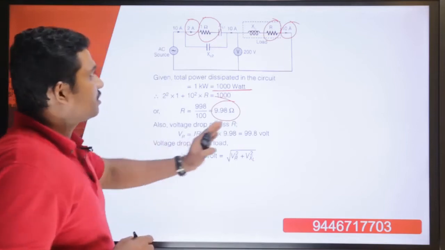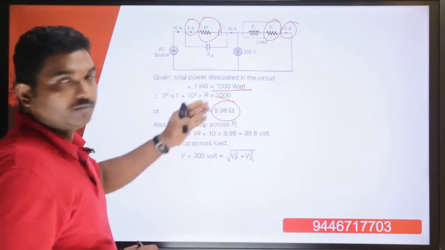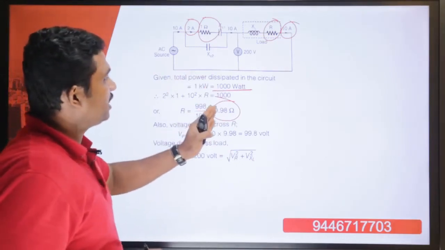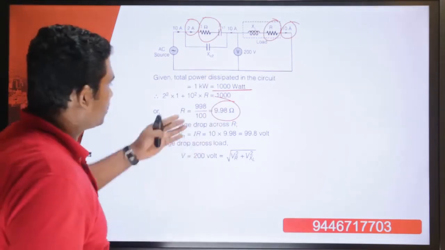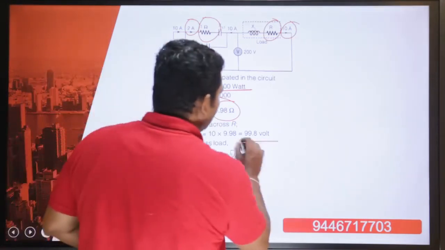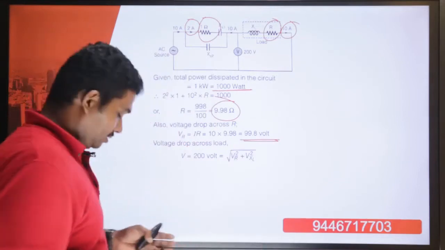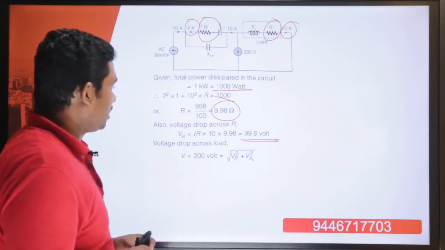So voltage drop across R. When 10 ampere is flowing through R and we have obtained the value of R as 9.98 ohm, what will be the drop across R? Drop across R will be 99.8 volt, because it is 9.98 into 10. So it becomes 99.8 volt, which is the drop across R.